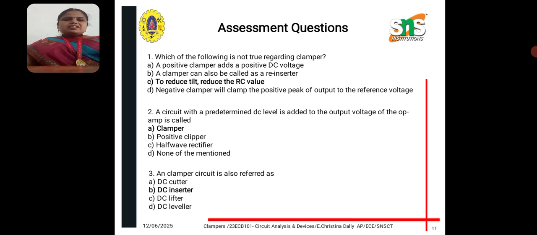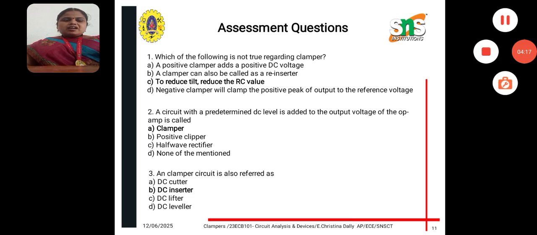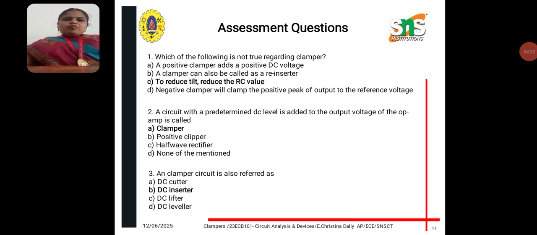These are all the assessment questions that come under clampers. What we have mentioned in this clamper, let us go through these clamper circuits. The main purpose is the magnitude, that is tau is equal to RC, which is the time constant, so as to reduce the RC value. When the circuit is determined with the DC level, that is termed the clamper circuit.